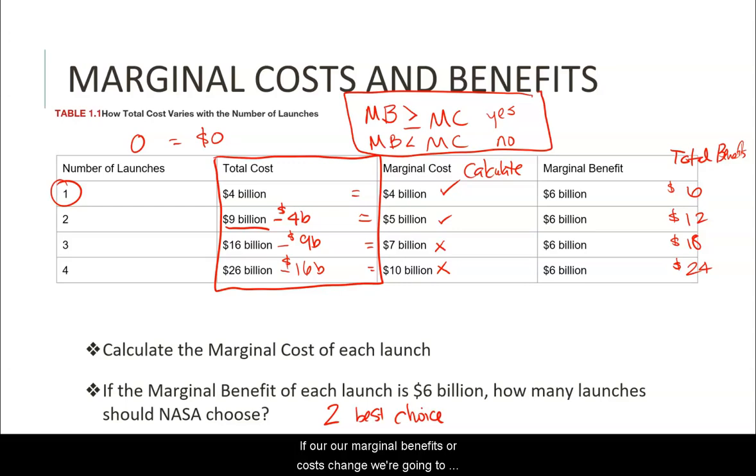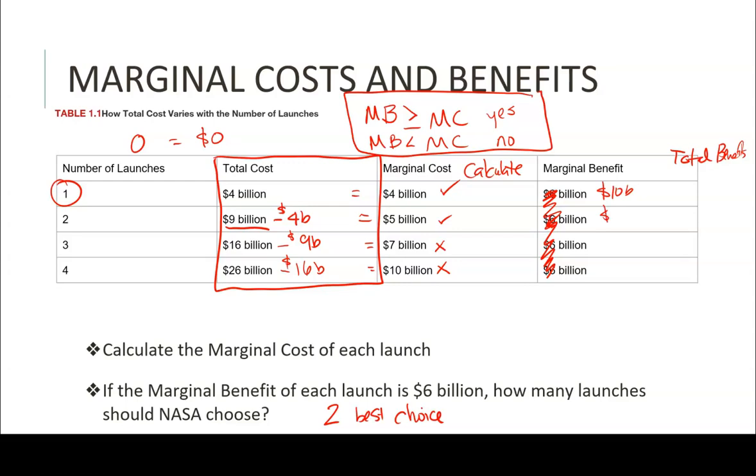If our marginal benefits or costs change, we're going to get a different outcome. So if for some reason we have a marginal benefit of 10 billion each, okay, so instead of 6, it goes up to 10 for whatever reasons that we don't have here. In that case, we would say yes to all of them. So 4 billion is less than 10, 5 is less than 10, 7 is less than 10. And then this very last one, they're equal.